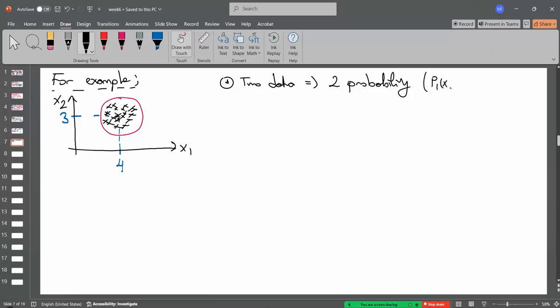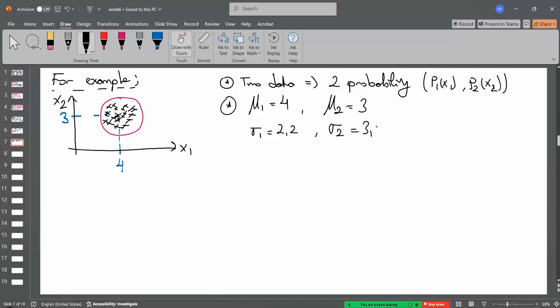So p1 x1 and so p2 x2. Okay, these are separate models, and also we can say that mu1 is equal to 4, and mu2 is equal to 3. For example, sigma 1 maybe is given here as 2, we don't know, but it's an arbitrary number, and sigma 2 is 3, 1. Okay, we can model this data distribution based on these values.